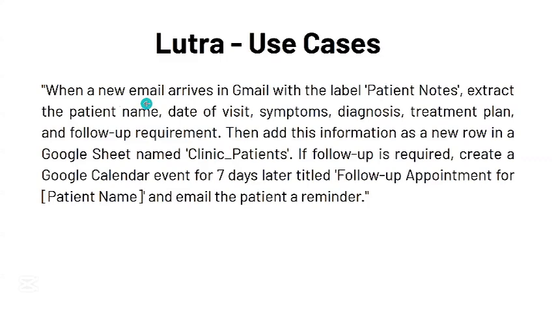When, let's say, a coordinator or a doctor receives an email to Gmail with the label patient notes. Extract the patient name, date of visit, symptoms, diagnosis, treatment plan, and follow-up requirement. These details are available in the mail. Then add this information as a new row in a Google Sheet named clinic patients. So the name of the Google Sheet is clinic patients.